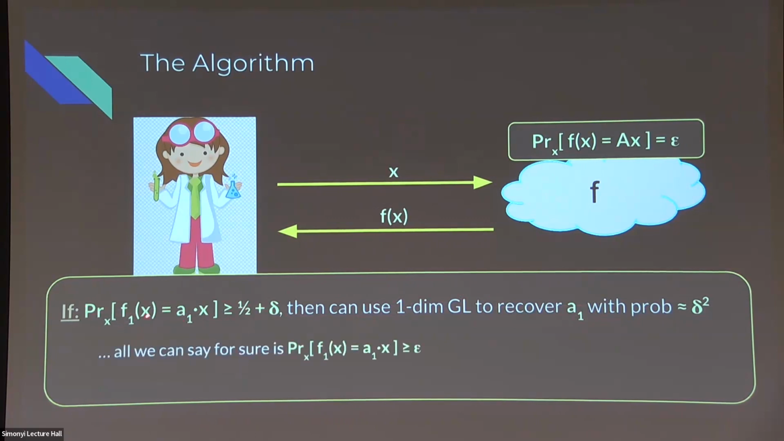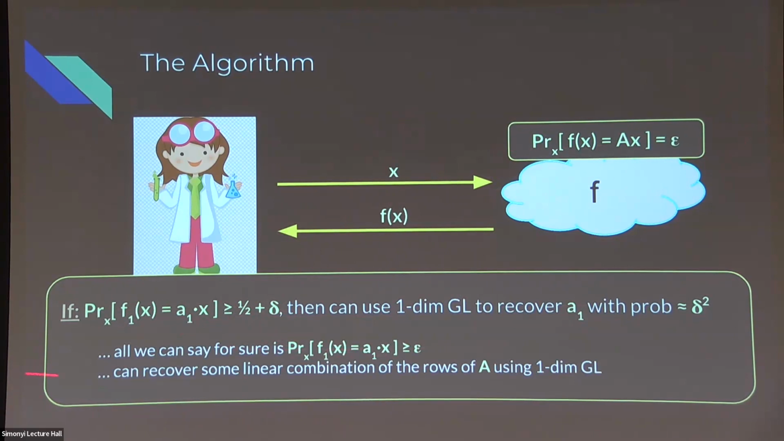Obviously, we don't have this guarantee, right? This guarantee here, that the first row agrees with probability 1/2 plus delta, does not follow from this. It's pretty easy to set up some functions where the first row agrees with probability epsilon, but it's only for some or, right, even many rows. Exactly. So the first row might not work, but we can recover some linear combination of the rows using the one-dimensional Goldreich-Levin.